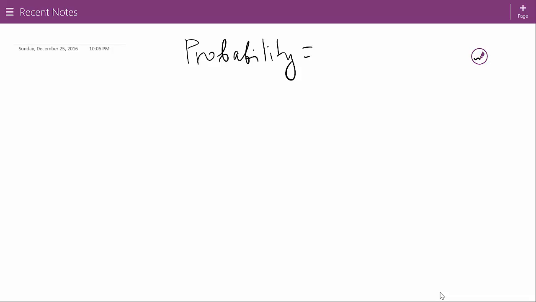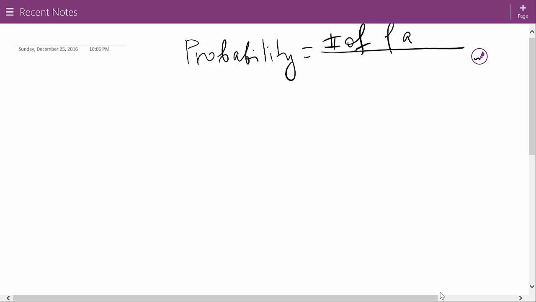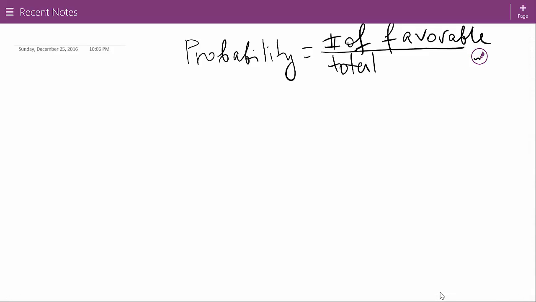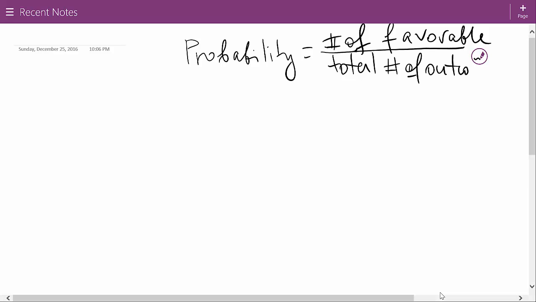So the very simple elementary formula goes like that. It's the ratio of the number of favorable outcomes divided by the total number of outcomes. Okay, total number of outcomes. So that's basically how we can define probability from the general standpoint, right?